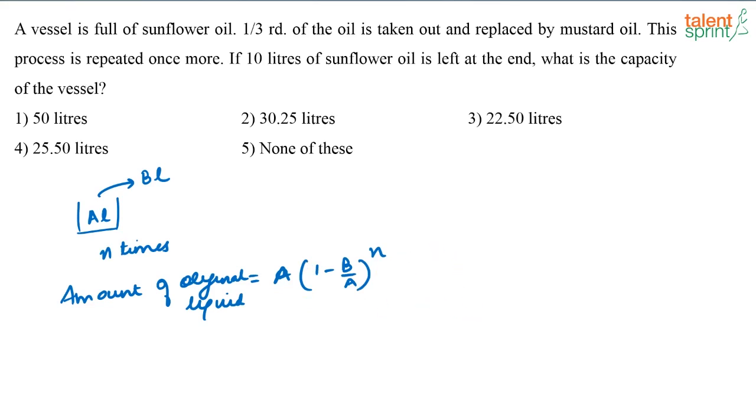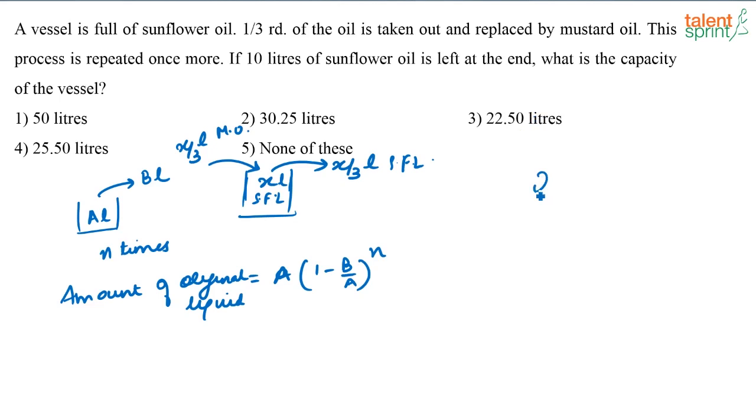So here in our vessel, initially sunflower oil is there. Now what are we doing? Let us assume that there is X liters of sunflower oil initially. So what am I doing? I am removing 1/3 of this sunflower oil, or X by 3 liters of sunflower oil, and I am replacing it with X by 3 liters of mustard oil. Initially there was X liters of sunflower oil in a container. I am removing X by 3 liters of sunflower oil from the container and replacing it with X by 3 liters of mustard oil, and this process is repeated how many times? It is repeated once more, or totally this process is happening 2 times, or my n is equal to 2.